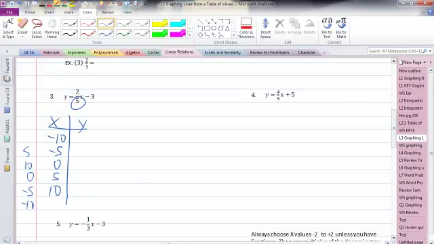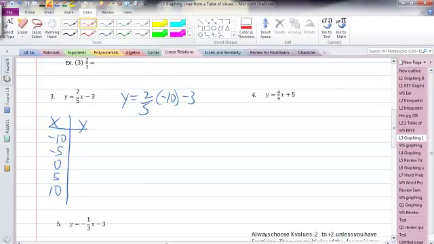Please write this down. Don't just stare at me. I know I'm good looking, but you need to write this math down and learn the math. So now you're going to substitute in, just like we did before, 2/5 times -10 minus 3. Cancel out the 10 and the 5, -2 times +2. So y equals -4 minus 3, -7.